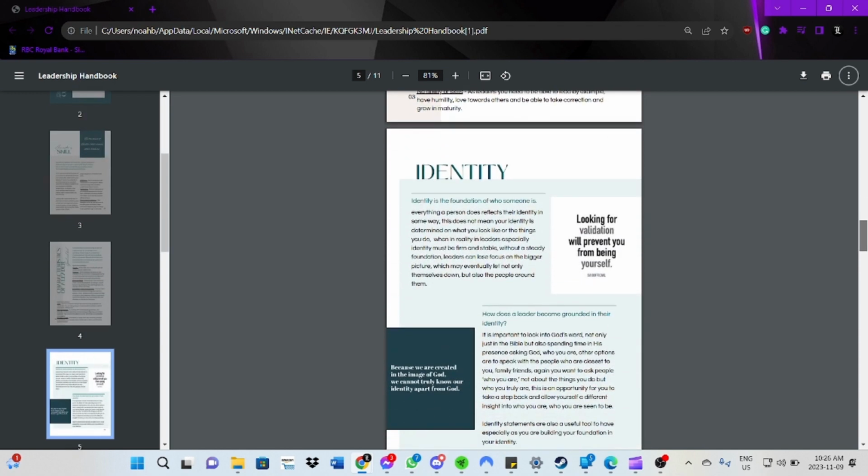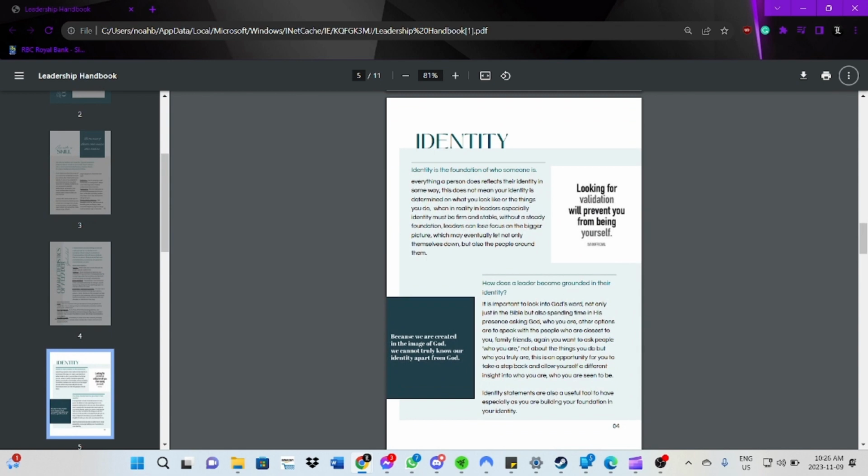We have the identity of a leader, what identity the leader should be firm and foundational in. If they're not firm in this, then what can happen is they can be pushed around through life, which is not something that a leader should ever have to go through.